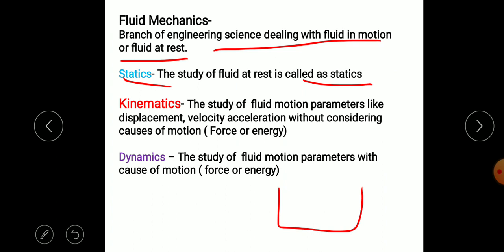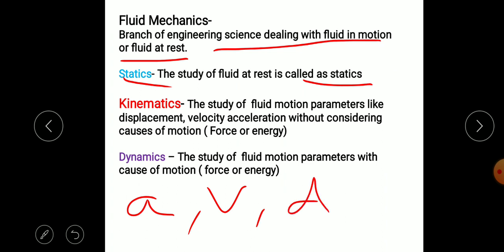So we have to consider the acceleration, velocity, and displacement of the fluid. At a given point, what is the velocity of the flowing fluid, what is the displacement of the fluid, or the acceleration of the fluid. So in kinematics, we are studying the motion of the fluid. We are determining the velocities and accelerations of the fluids.